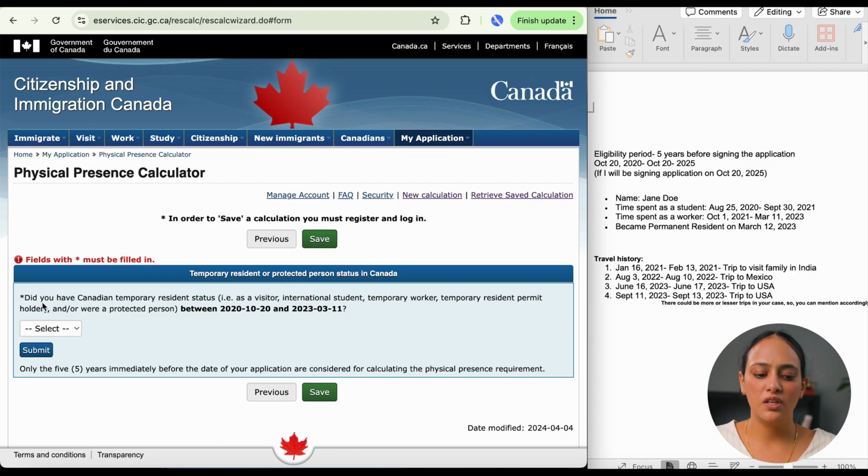After that, it will ask, did you have Canadian temporary resident status between these dates. So these dates are my eligibility period. So these are the 5 years for which my physical presence will be counted. So yes, I was a student and a worker too. So I will enter those details here.